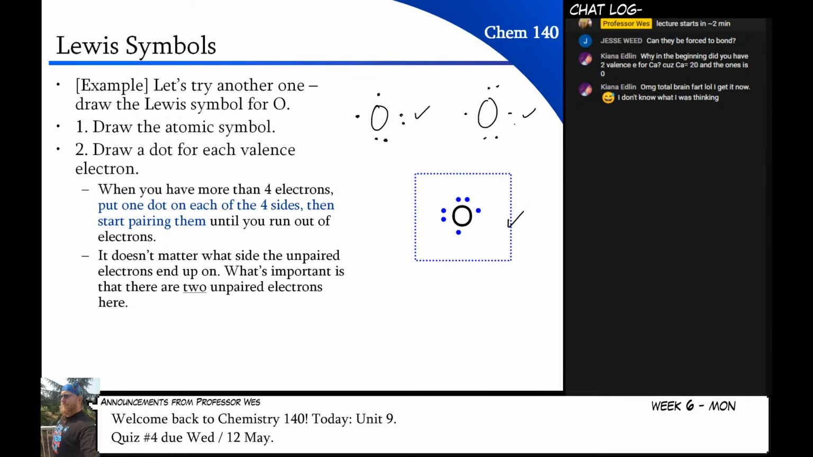But what's important is that you're following this rule. Place one electron at a time, then start pairing them. So for instance, if you drew this instead, this would be wrong, because we did not place one at a time before we paired them. We just started pairing them whenever. And in fact, we have this whole empty side here, so one of these electrons would go down here. Doesn't matter which one. And then once you did that, now it would be correct.